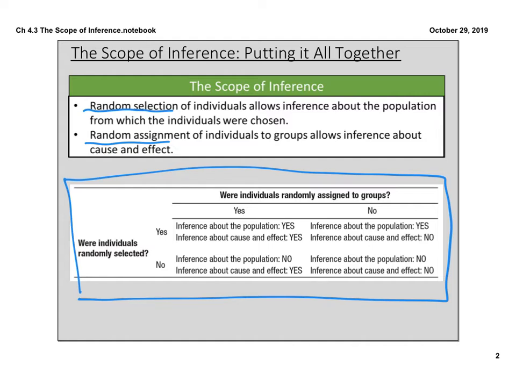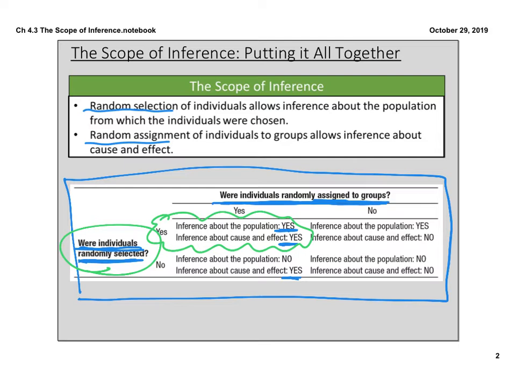It's a little matrix here. The columns were the individuals randomly assigned to groups. So was random assignment used? If random assignment was used, then you can make an inference about cause and effect. In the rows on the left-hand side, you see where individuals were randomly selected. As long as individuals were randomly selected, then you can make an inference about the population. So this is your sweet spot. This is what you want. You want random selection and random assignment.